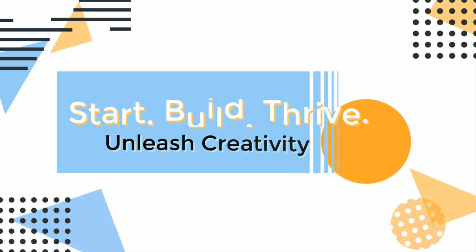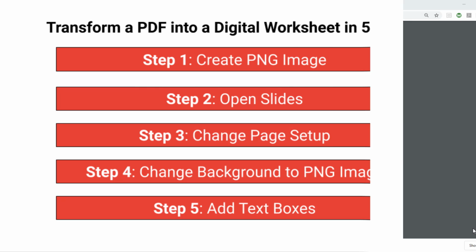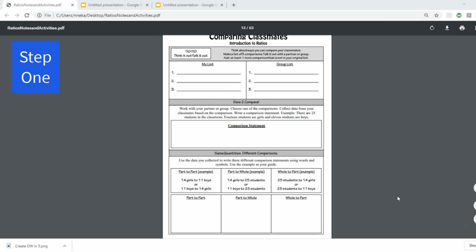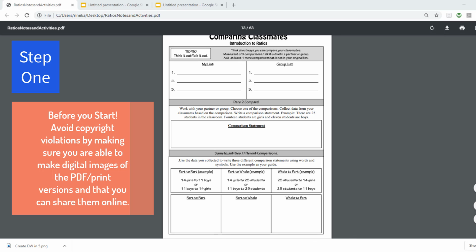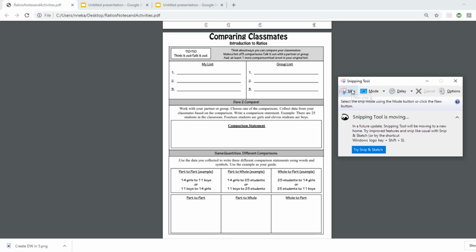In today's video, we're going to transform a PDF into a digital worksheet in only 5 steps. So let's get started. Our first step is to create a PNG image, and in this case, we're going to use the snipping tool from Microsoft Windows.